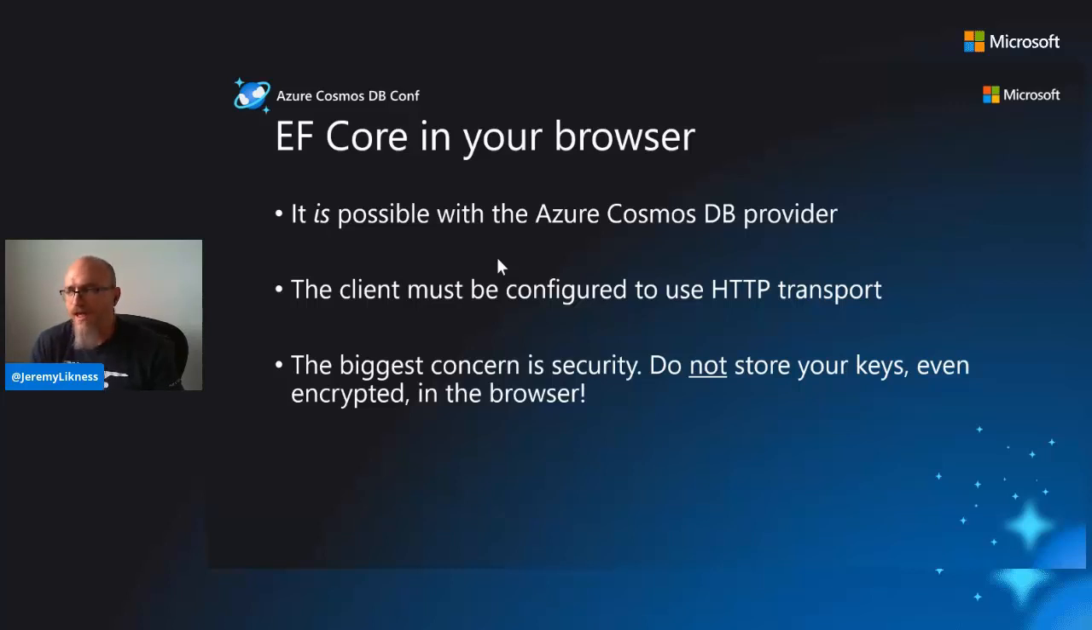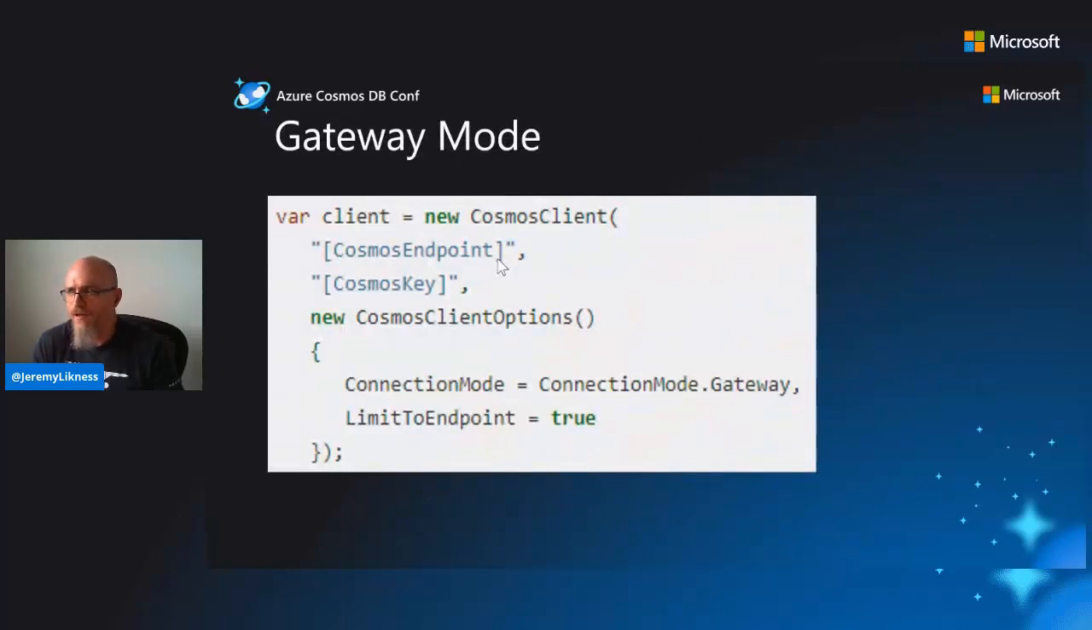So in looking at this, I tried to come up with a way, is there a solution that is a workable solution? And we'll talk about that in a second. So the easy part is accessing the Cosmos client with the endpoint and the key. You get these client options, you tell it to use connection mode gateway, limit to endpoint true, and you're off with an HTTP connection. The hard part is that endpoint and that key. How do I specify those securely in the browser?